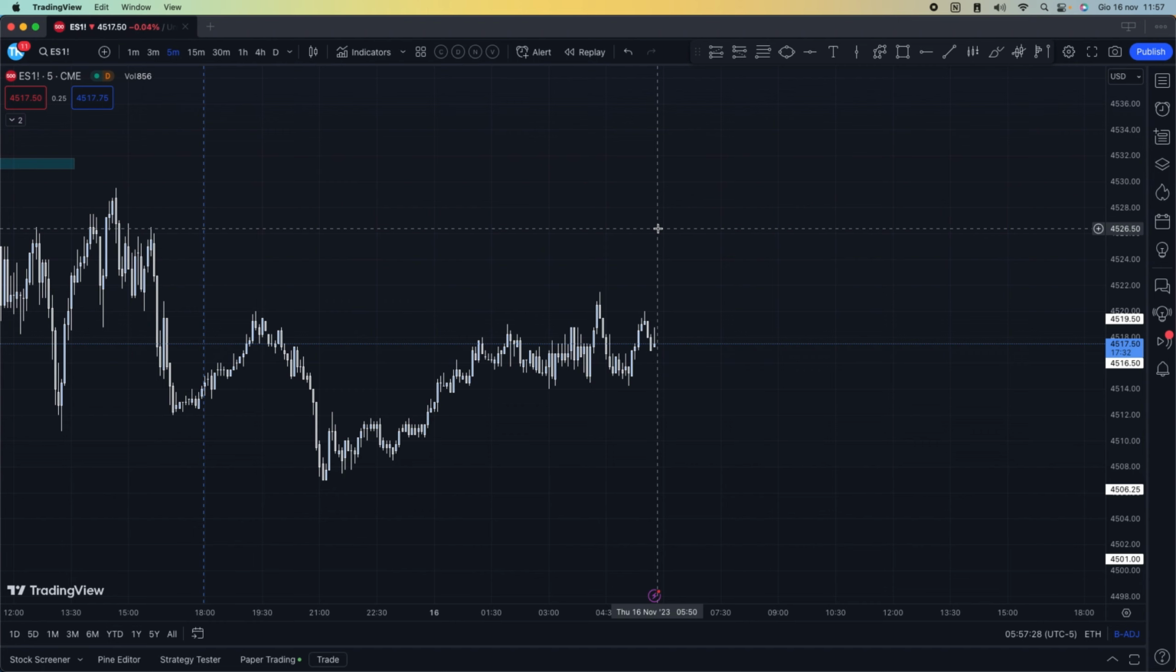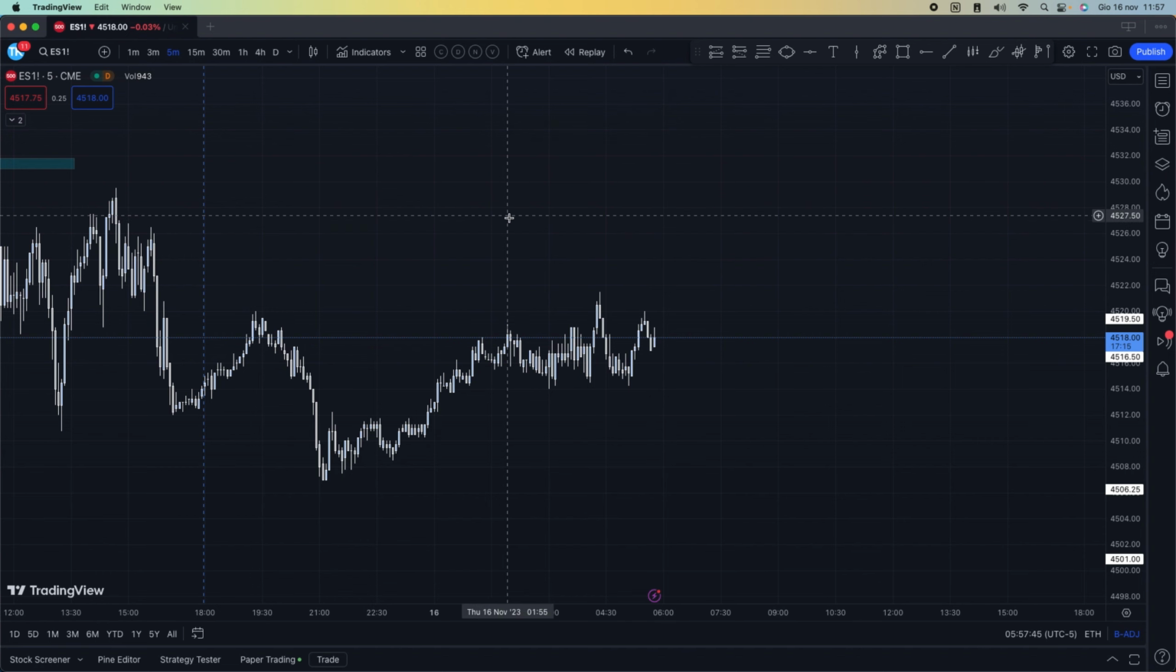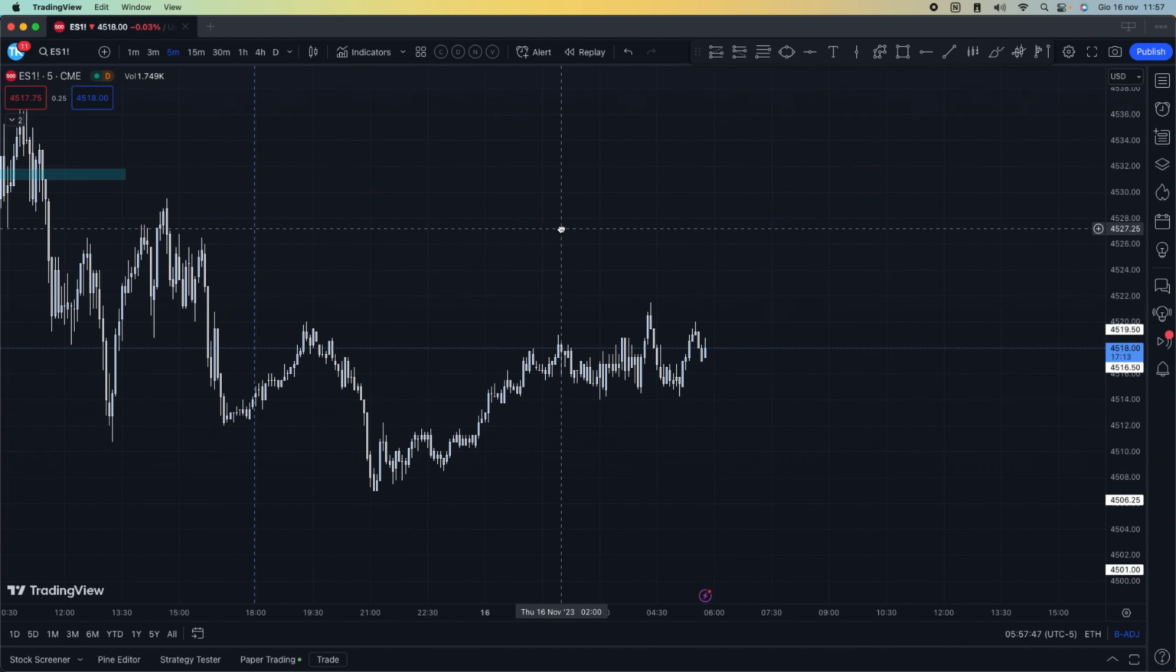I always say that trading is a matter of confluences. The more you have, the higher your edge will probably be. And so there are many ways to use the VWAP. First of all, what's a VWAP? It's volume weighted average price.